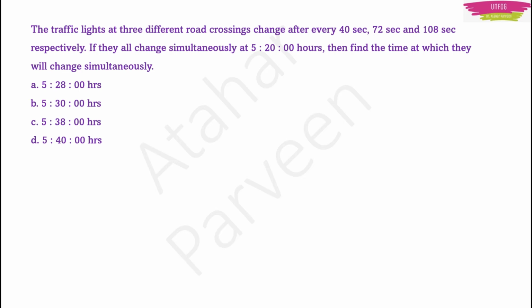Next question. They can ask you this type of a question also. The traffic lights question. Remember they asked you one traffic lights question in 2015 also, right? So the question is the traffic lights at 3 different road crossings change after every 40 seconds, 72 seconds and 108 seconds respectively. If they all change simultaneously at 5:20 hours, then find the time at which they will change simultaneously.